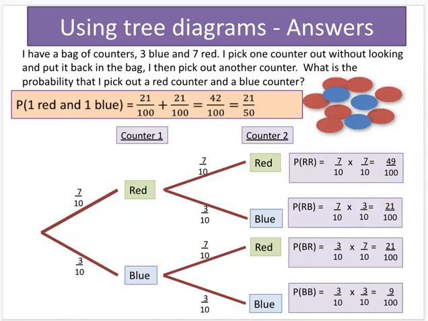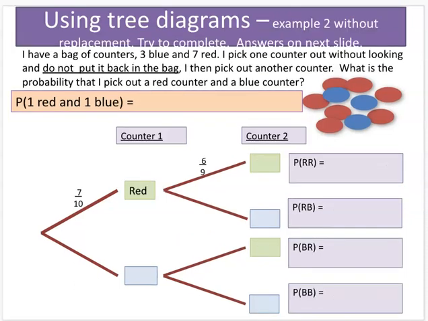Now let's try one without replacement. Same scenario, you have 3 blue, 7 red, and you're not going to put it back in the bag after you pull out the first counter and record it. So I got it started for you. The probability that you're going to pull out a red counter on the first draw would be 7 out of 10. But on the second draw, notice that it's only 6 out of 9. And that's because I am not replacing the counter.